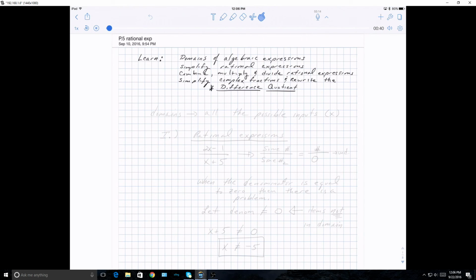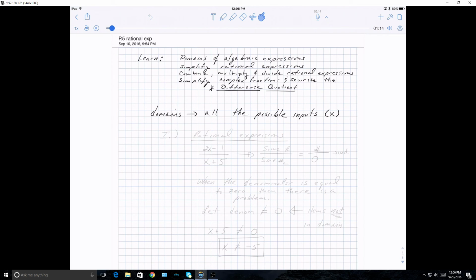So, the first thing that we really want to talk about is, what are domains? So, really what we just need to think about are all the possible inputs. And usually we denote that as our x values, or variable in this case. So, well, what do you mean by all possible inputs?